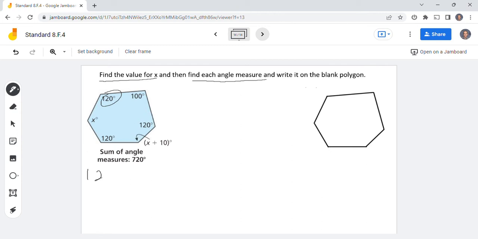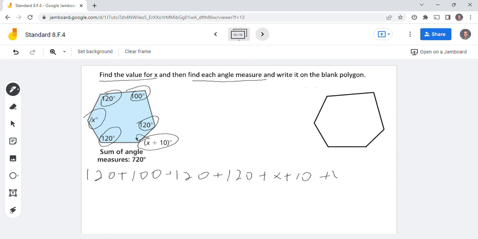That gives us 120 plus, here's 100, plus, here's another 120, plus, here's another 120. All right, and then we're going to add these. So I'm going to add the x plus 10 and the x. Doesn't really matter which order you add them up, because summing is all right in any order. But we got it all added up, and we equal 720.